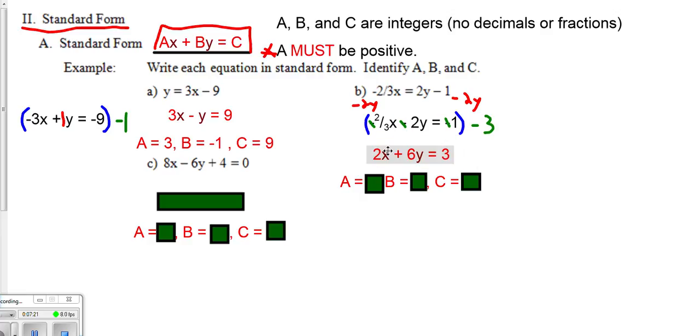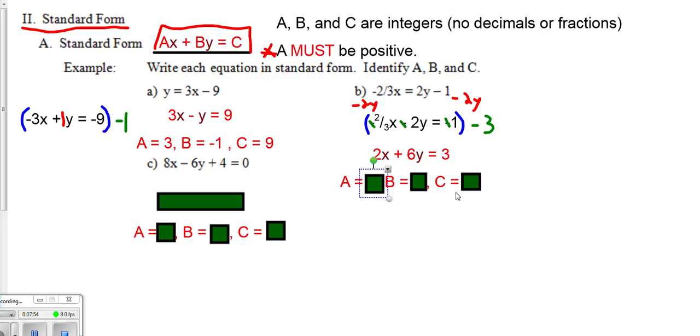So our first piece just becomes 2. 2 divided by 3 and then times 3. Well, the 3's kind of cancel out, so it's just 2. 2 times the 3 would be a 6. Or if it helps, again, remember that it's -2 times -3, so it's +6. Same thing, -1 times -3 is a +3. So 2x + 6y = 3. This would be the standard form of this equation.